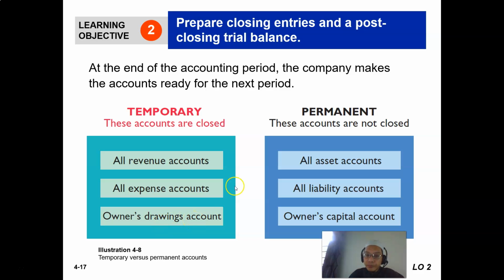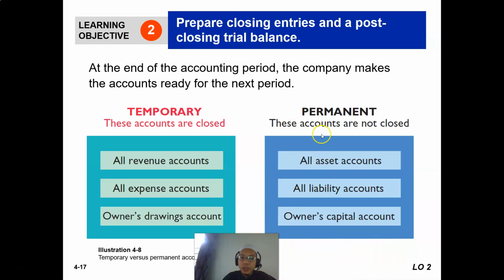However, there are some accounts which are permanent accounts: the asset accounts, the liability accounts, and the owner's capital account. If you have a car in 2019 and you don't do anything to the car, you will still have that car in 2020, 2021, 2022. So you don't close the account for the car, because once you close the account for the car, it's as if you lose the car. The car is no longer yours.